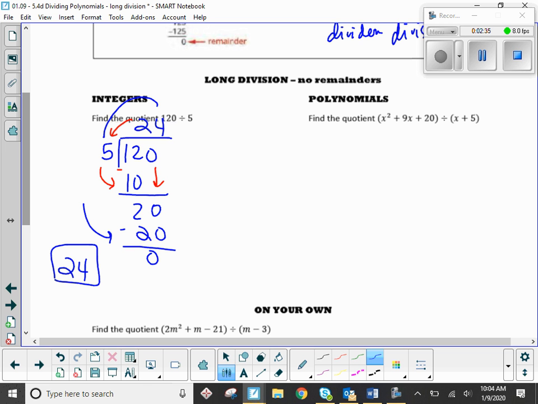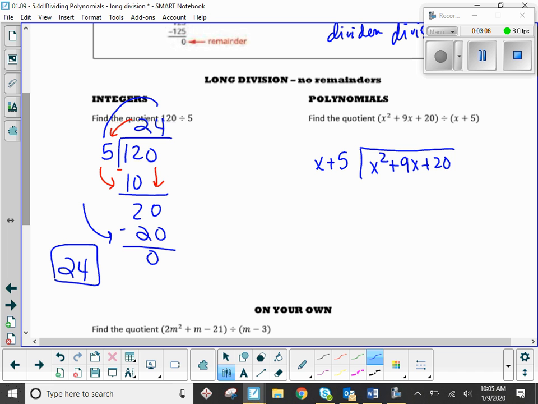So over here with the algebra one, with the variables, you're going to set up your division house. And I don't remember the actual word for that. I have to Google it every time I want to know it. The division house. So looking at this problem compared to that one, which piece is going to go inside? The x squared plus 9x plus 20. Yep, that long stuff. So it's going to go here, and then the x plus 5 goes out here.